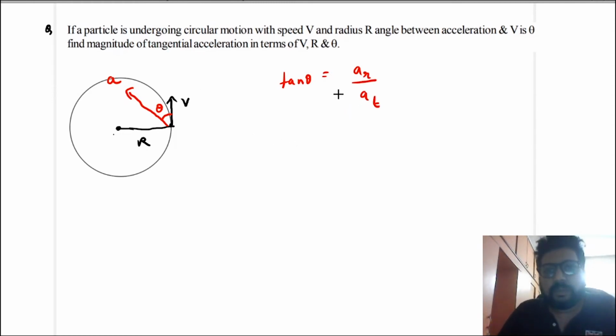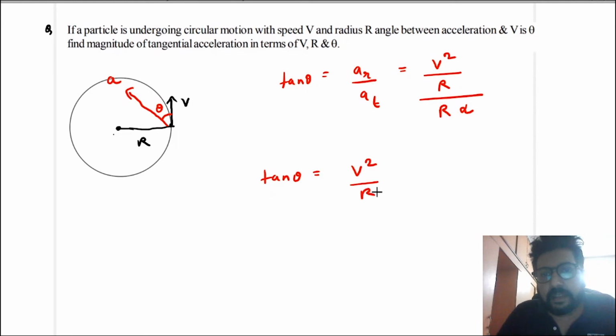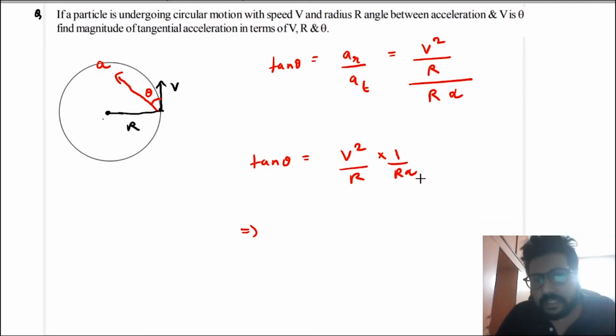Now the speed at any instant is v, so AR can be written as v square by r, and AT can be written as r alpha. So from this you will get tan theta is equal to v square by r into 1 by r alpha. You are asked for this r alpha, so you can directly say AT is equal to v square by r tan theta.